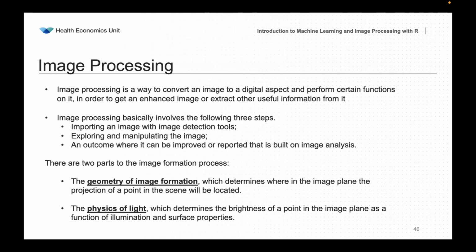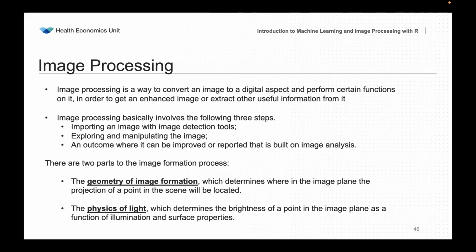And there are two parts of image information process. One is the geometry of image formation. How the image is formed is based on two principles. One is the geometry of image formation, which determines where the projection of a point in the scene will be located on the image plane.